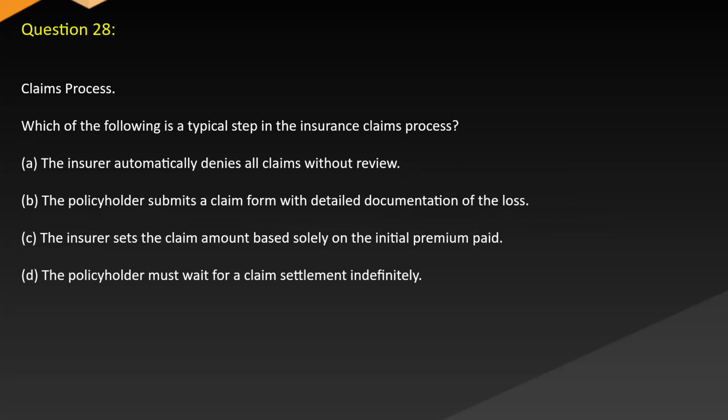Question 28. Claims process. Which of the following is a typical step in the insurance claims process? A. The insurer automatically denies all claims without review. B. The policyholder submits a claim form with detailed documentation of the loss. C. The insurer sets the claim amount based solely on the initial premium paid. D. The policyholder must wait for a claim settlement indefinitely.